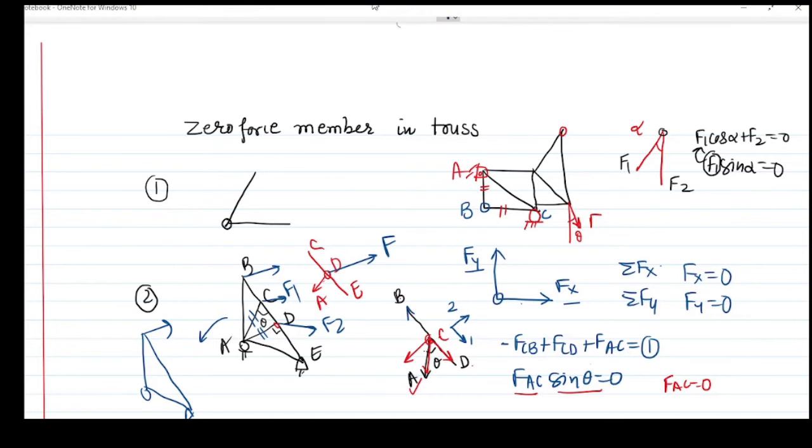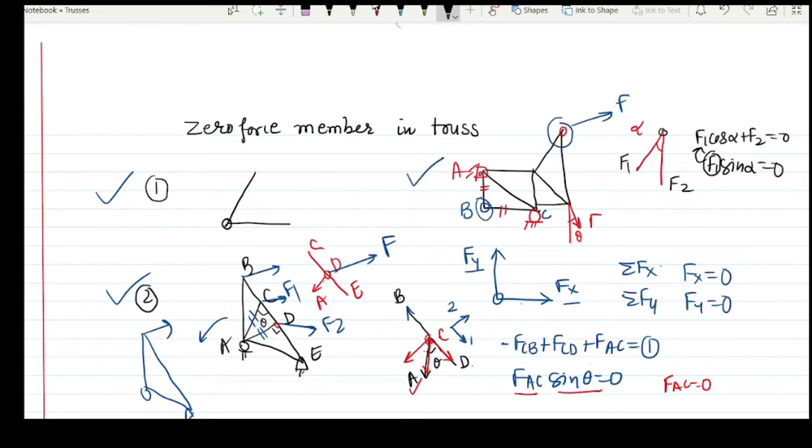So I'm just summarizing that there are two situations where we can get a zero force member in a truss. The first condition is that we have a joint with only two members. There should not be any additional force, as well as there should not be any support here, otherwise the reaction will come into the picture. In both these cases, these two members will not be zero force members. These members will be zero only when there is no external force, no additional support, and only two members connected, as I have explained with this example.